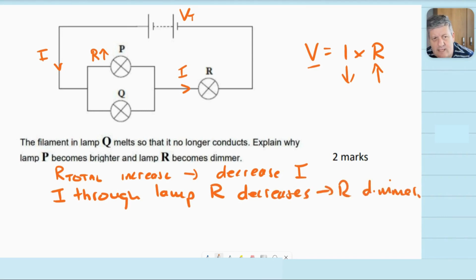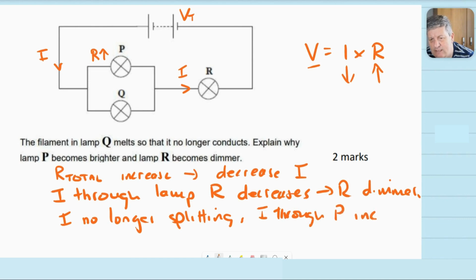And we can say also that the current is no longer splitting as it was. Some was going down through P and some through Q. So I through P actually increases even though the total circuit current has decreased. So the current through lamp P has increased, and this makes lamp P brighter.